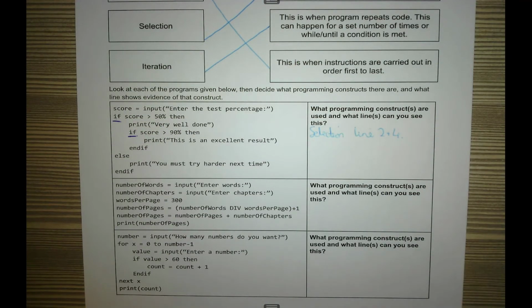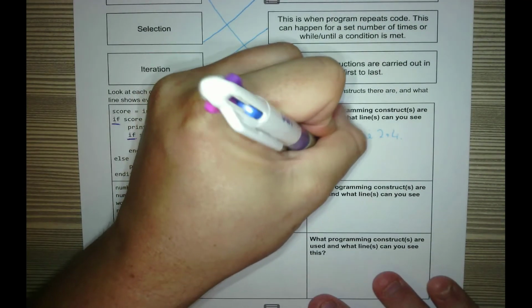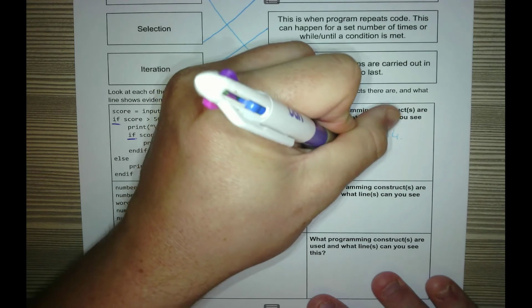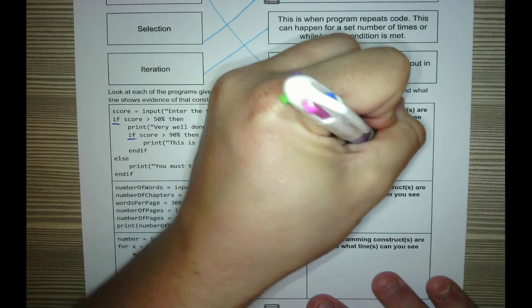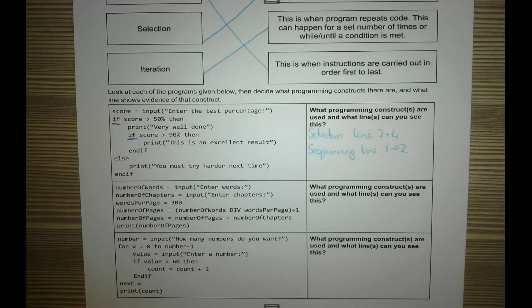However, I think the key thing to note here is if it was an exam question and you got asked to identify one programming construct, then I would always pick selection in this case, because that's clearly what the exam board are looking for. Now if it got asked for two different programming constructs, then you would also pick out sequencing. Okay, so just bear that in mind.